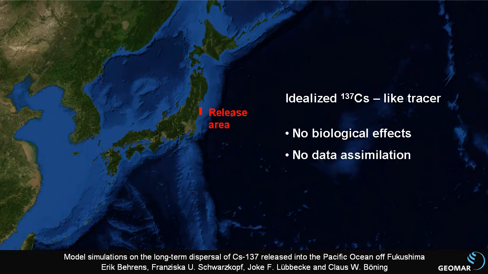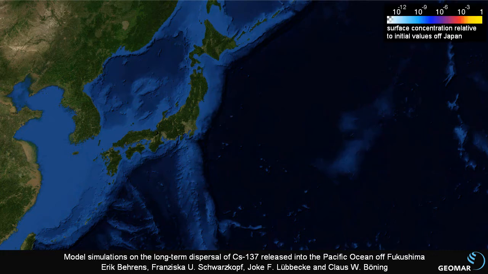Neither does our model assimilate any ocean data, therefore we do not account for the actual state of the local currents at the time of the release. However, the initial state turned out to be of minor importance for the tracer spreading after 2 to 3 years. The following animation shows the spreading of our dye at the ocean's surface. The color represents the concentration of the tracer relative to the initial concentration in the coastal area of Fukushima at the end of the injection period.